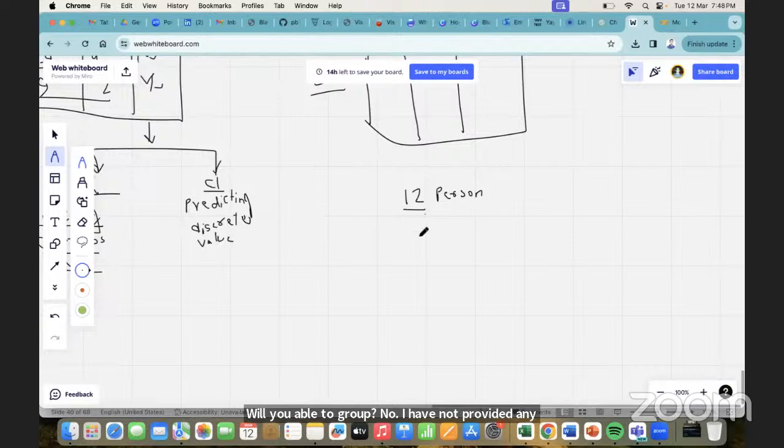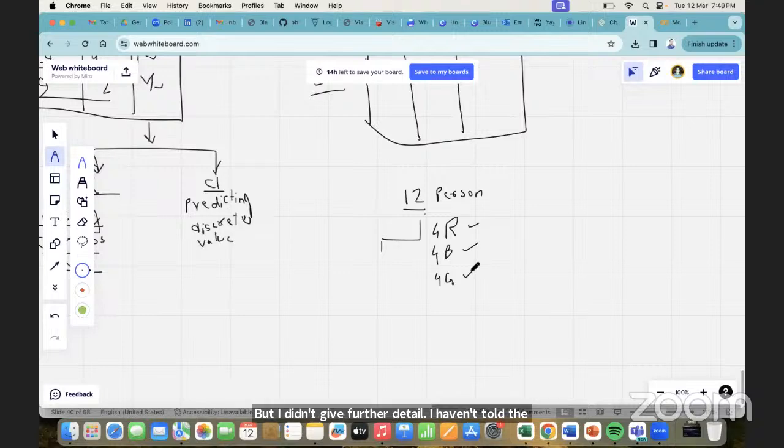But now, I have provided one piece of information: out of 12 persons, 4 persons are wearing red t-shirts, 4 persons are wearing blue t-shirts, and 4 persons are wearing green t-shirts. Out of these 12 people, 4 are wearing red, 4 are wearing blue, and 4 are wearing green. But I didn't give further detail. I haven't told the names of people and so on.